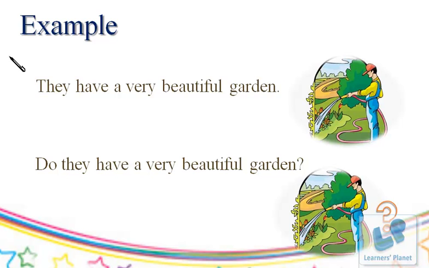Now children, let us see some examples on interrogative sentences. They have a very beautiful garden. This says that we know that they have a very beautiful garden. Now the question form will be, do they have a very beautiful garden? From this question form of sentence, we get to know that we do not know whether they have a very beautiful garden or not.